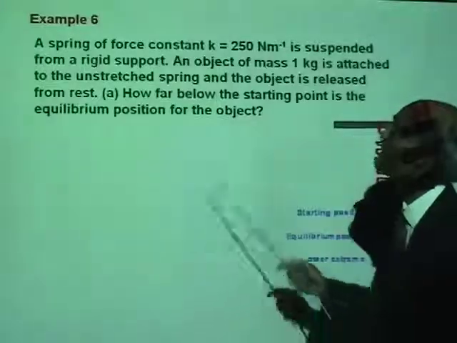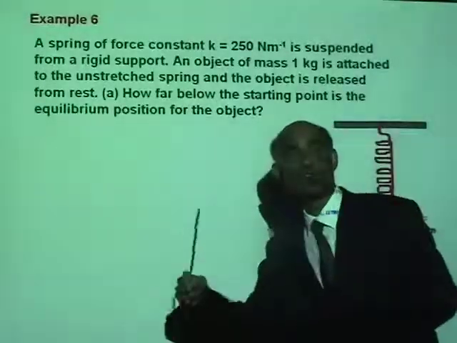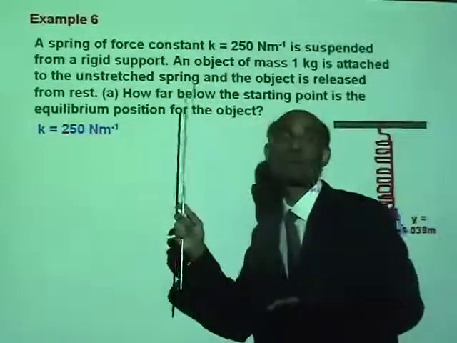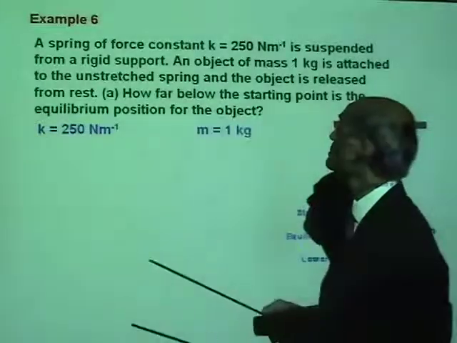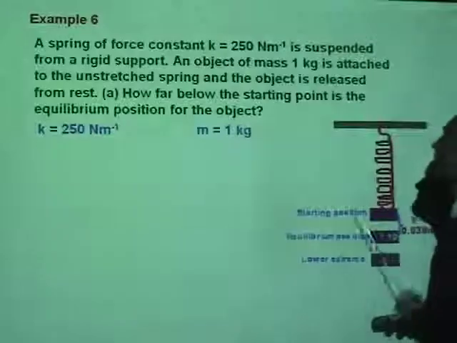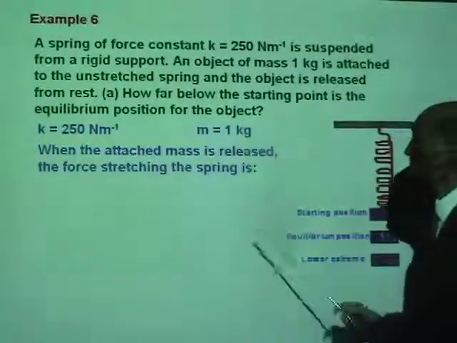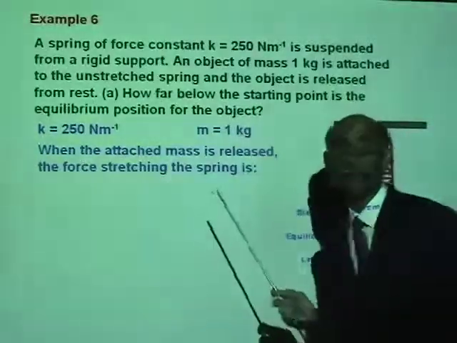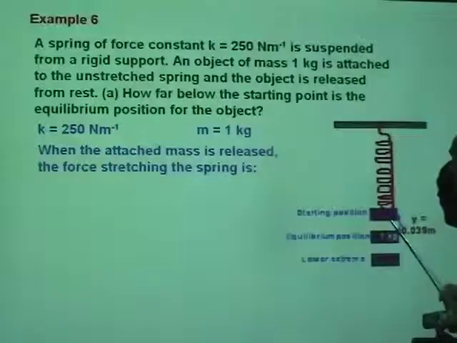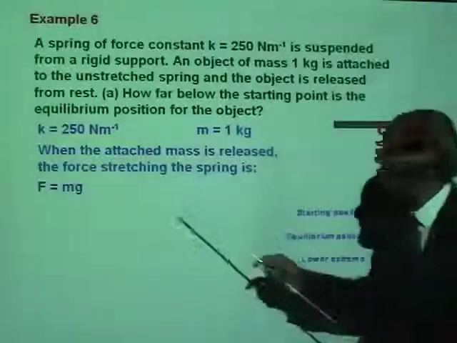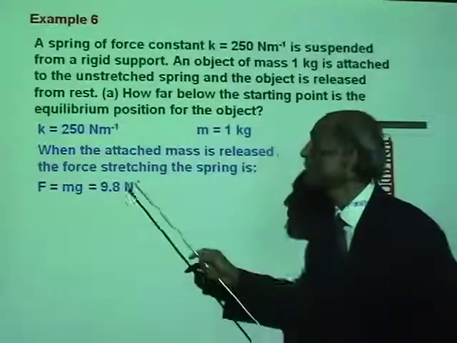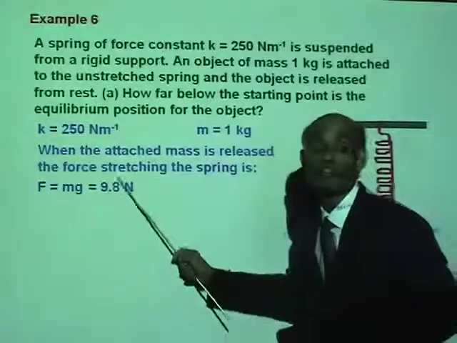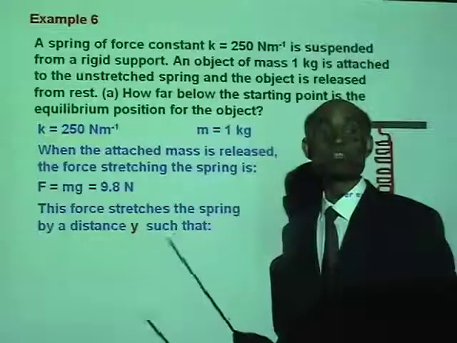Alright, there are many parts to this. We will do one at a time. What other things do we know? We know the K value of the spring. K is 250 Newton per meter. We know the mass of the object is 1 kilogram. When the attached mass is released, what is the force stretching the spring? It is the weight of this object. F equal to mg, that will be 1 kilogram times 9.8, so that force is 9.8 Newton.